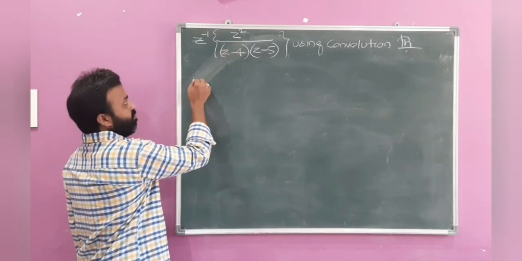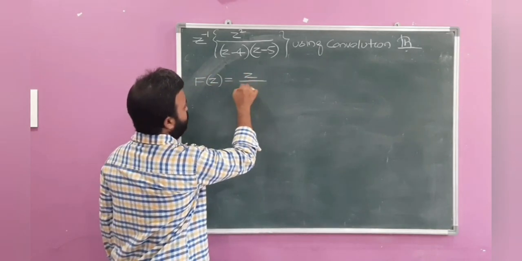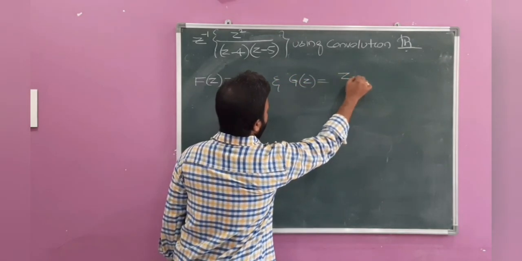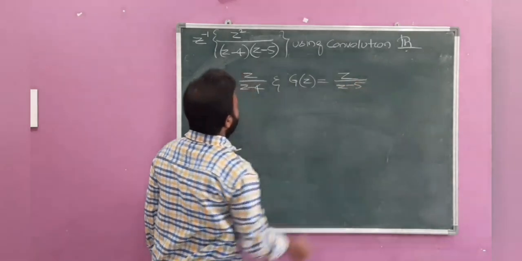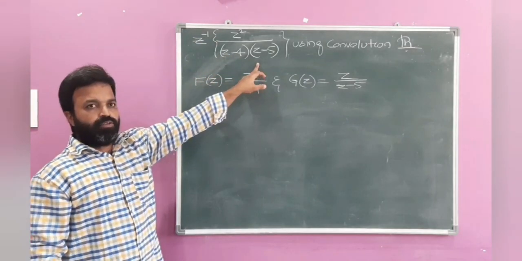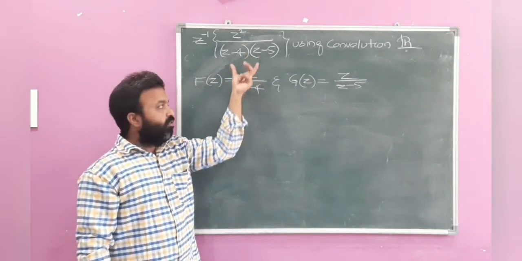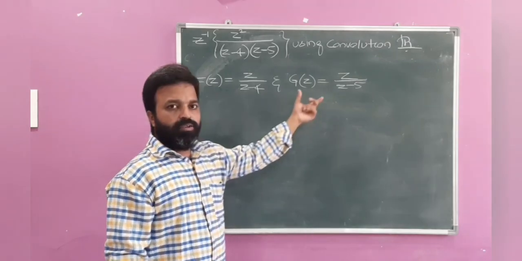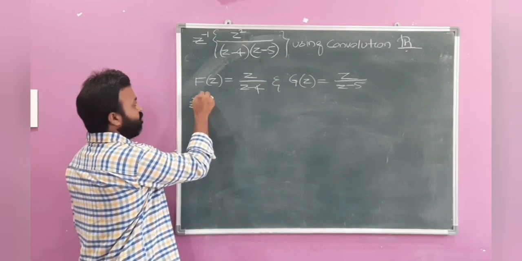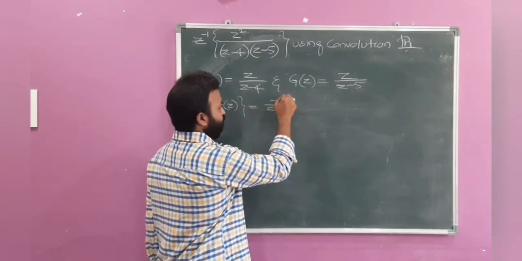We take F of z equal to z by (z minus 4) and G of z equal to z by (z minus 5), because by the convolution theorem we have Z inverse of F of z into G of z. So here we have two terms, the product of F of z and G of z. So we take F of z as z by (z minus 4) and G of z as z by (z minus 5). Then by applying the inverse transformation, Z inverse of F of z equals Z inverse of z by (z minus 4).